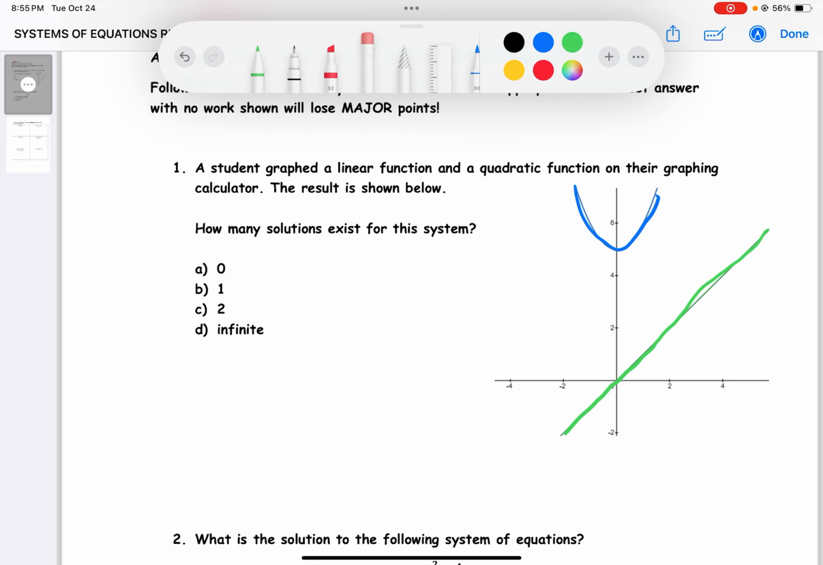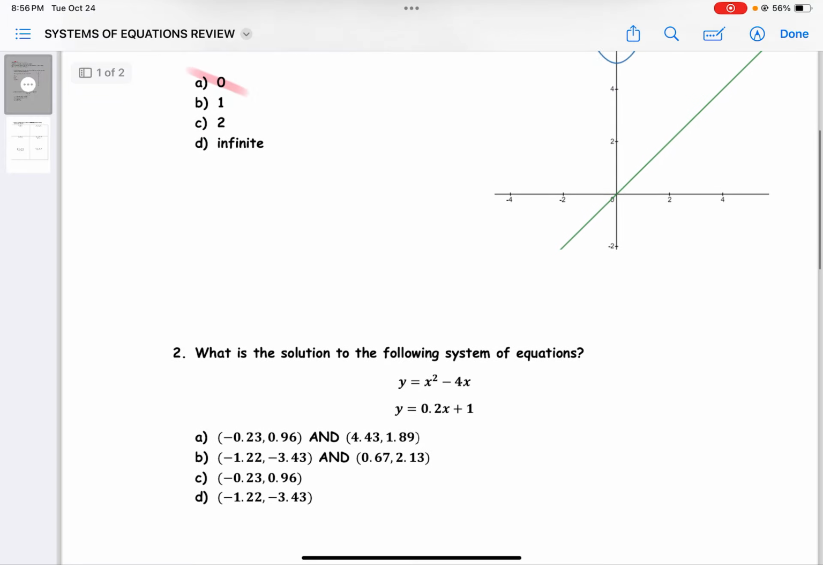And the more astute among you will notice that these two graphs don't intersect at all, which would imply that there are no solutions to the system. They don't intersect at any point, so no solutions exist for the system. That's a very simple one. Moving on to number two.